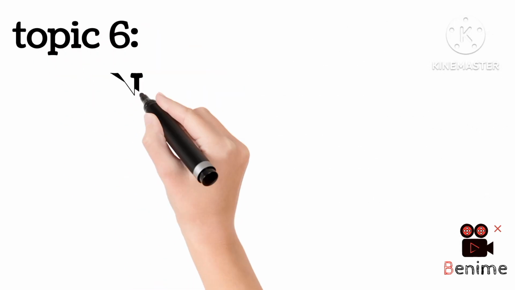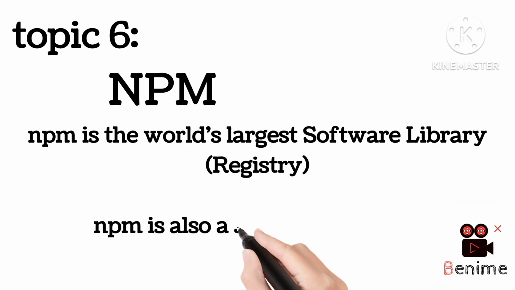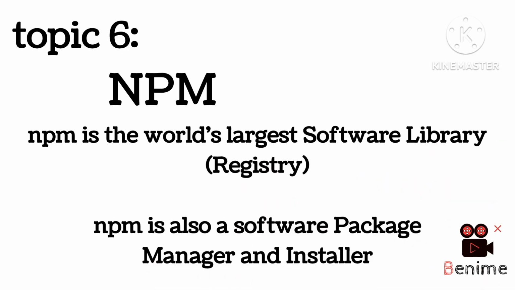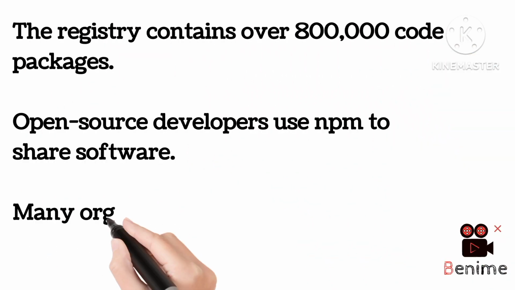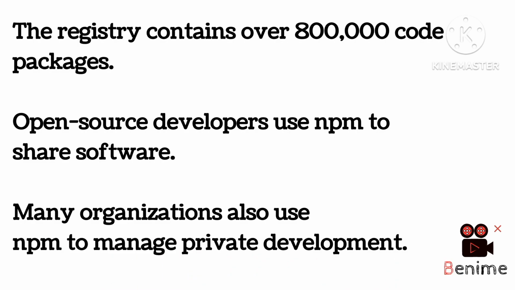Now let's head to the next topic, which is our topic number 6, NPM. NPM is the world's largest software library registry. NPM is also a software package manager and installer. The registry contains over 8 lakh code packages. Open source developers use NPM to share software.